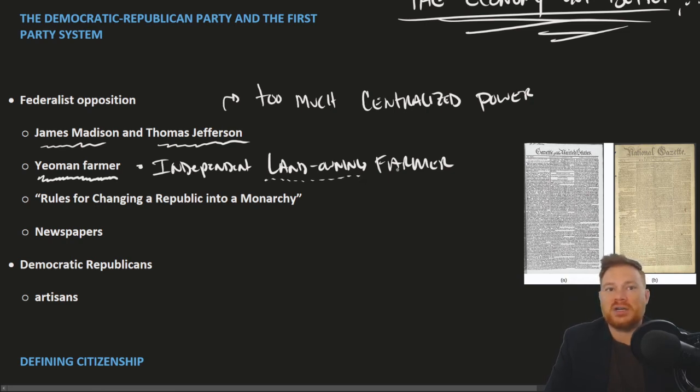And so instead, the United States ought to be an agrarian nation. It shouldn't copy Europe and become an urban manufacturing nation. Of course, in the long run, Thomas Jefferson was wrong about this, but this was what he believed.